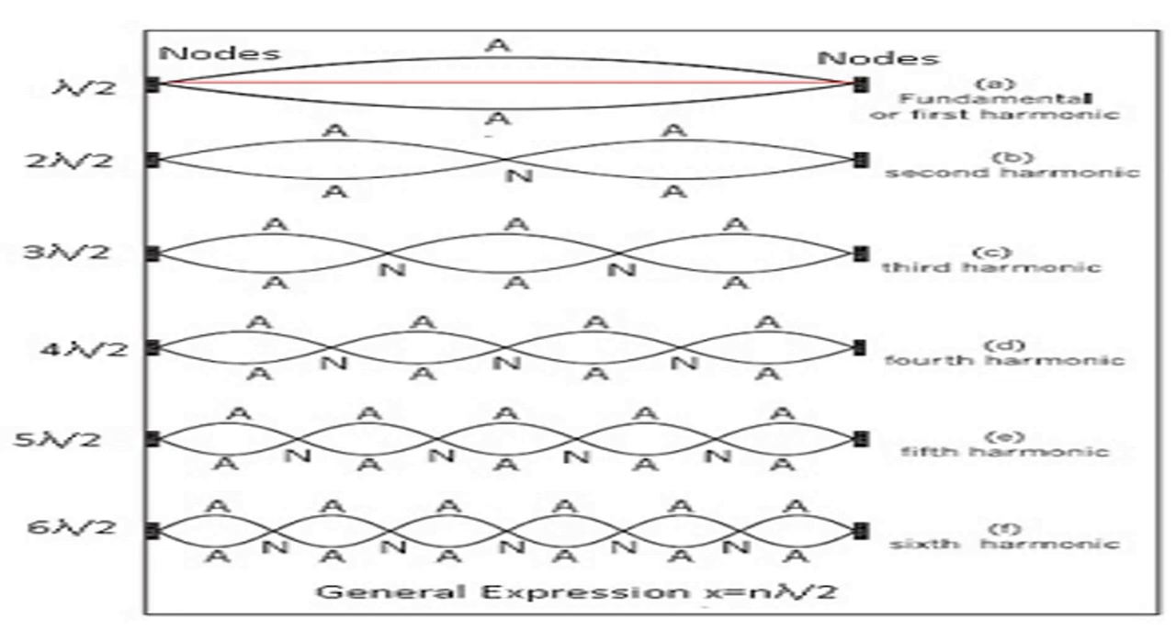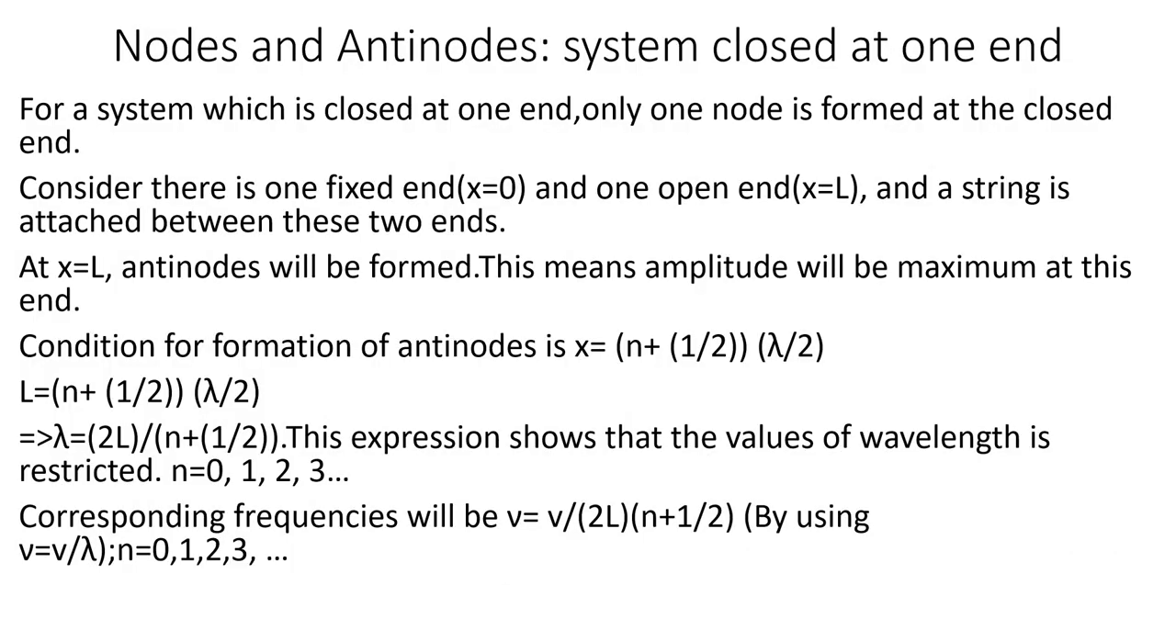Now we will discuss nodes and antinodes if the system is closed at only one end. In the previous case, in the case of a string, both ends were closed, so nodes were formed at both ends. Here only one end is closed, which means only that position will be a node and the open end will be an antinode. So for a system which is closed at one end, only one node is formed at the closed end.